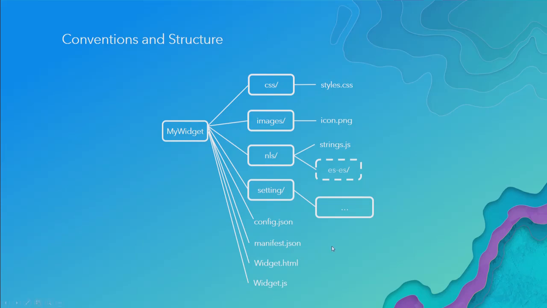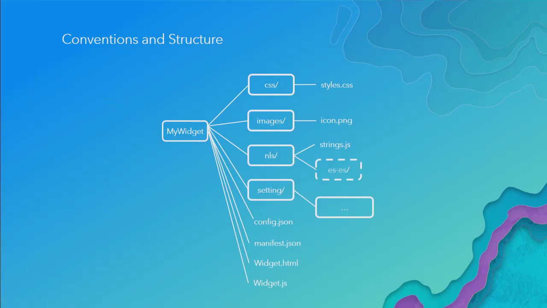The widget.html would be your HTML template. Your CSS at the top is your styles. For your images, you've got a folder for that. The NLS folder is special. That's where we store our translations and localization files. And the setting folder is special as well. That's almost a mini widget in itself.